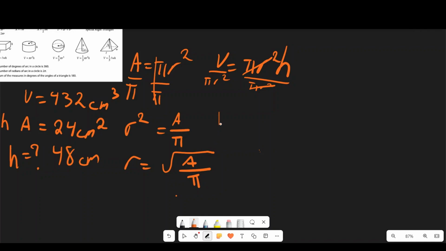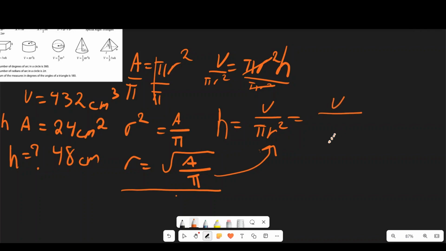h is equal to v over pi r squared. And remember, we know what r is, right? We have this value of r right here. So we're going to plug it in right there and basically have v is equal to root a over pi squared. And this whole term is squared, and is also times pi, right? Which would basically equal, I'm just going to keep on going down.